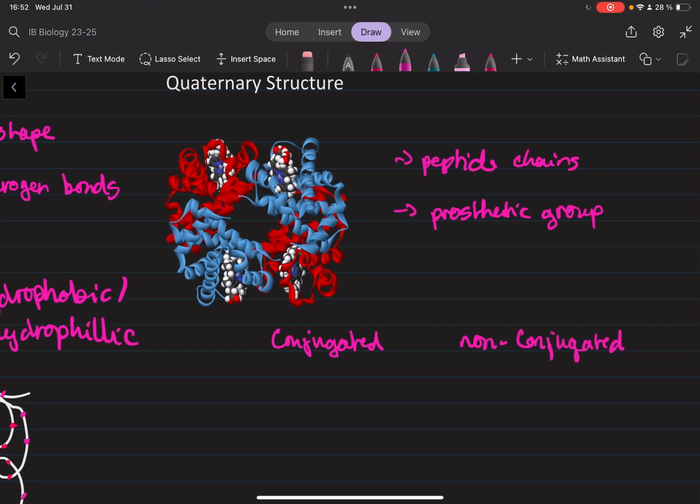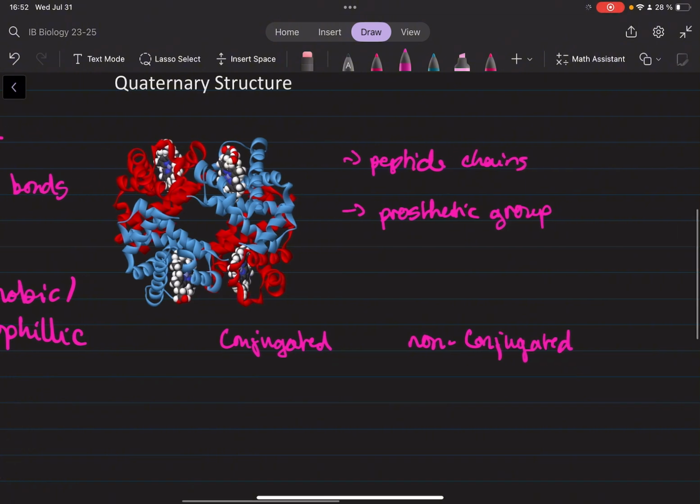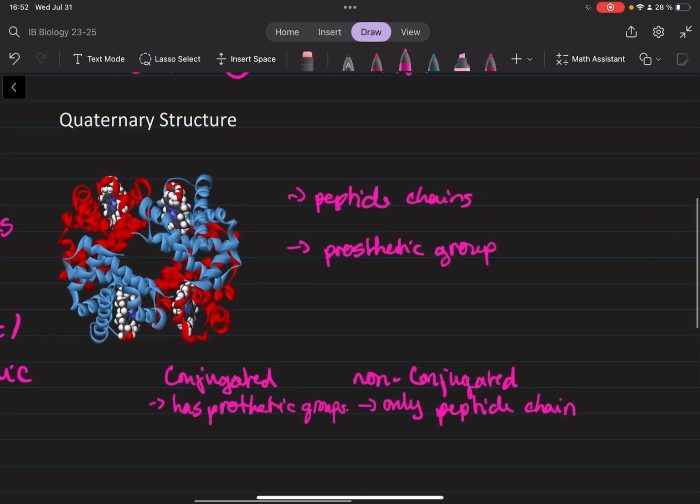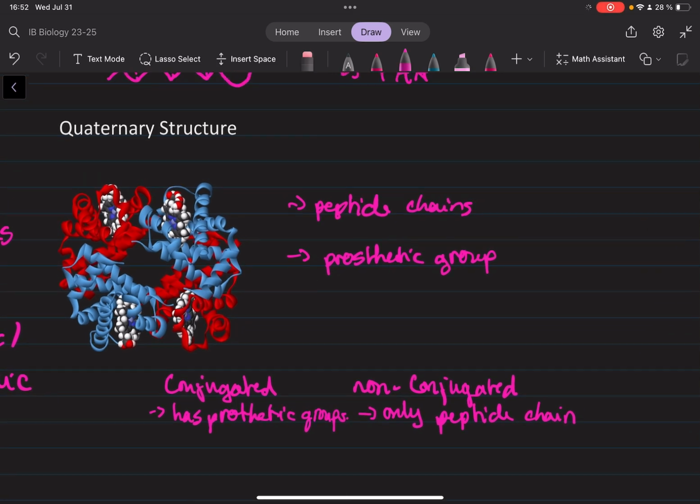And essentially, non-conjugated, let's start with that because that's a little easier, is only made up of different peptide chains. So only peptide chains are present in a non-conjugated quaternary structure. But conjugated has prosthetic groups as well. And essentially what prosthetic groups are is pretty much metal ions that are added onto the structure to help it perform the function.